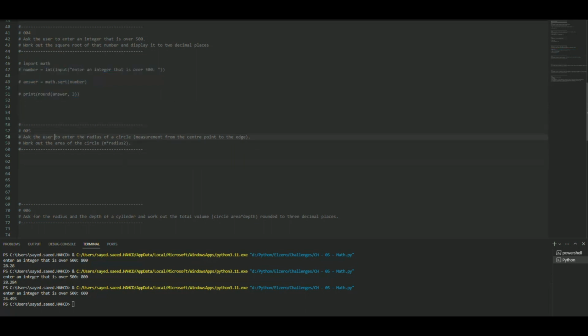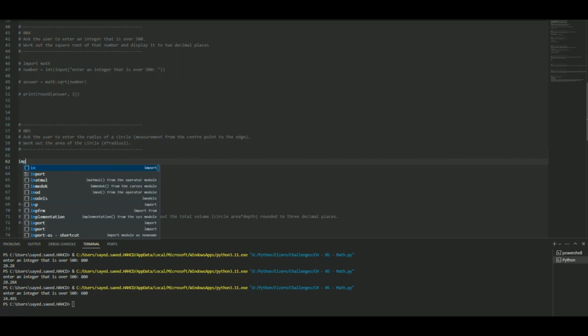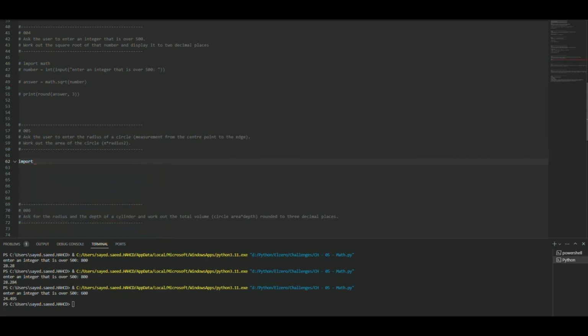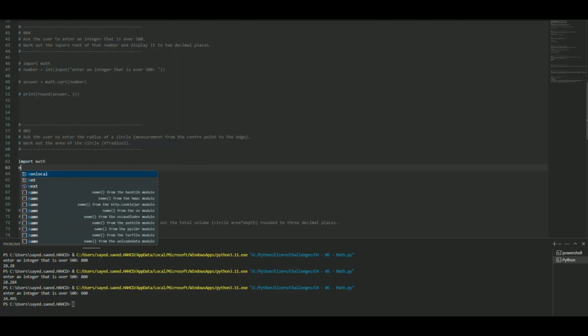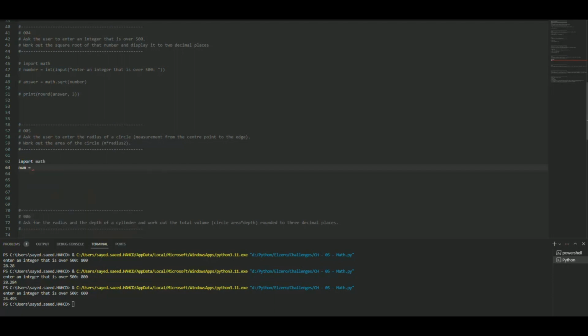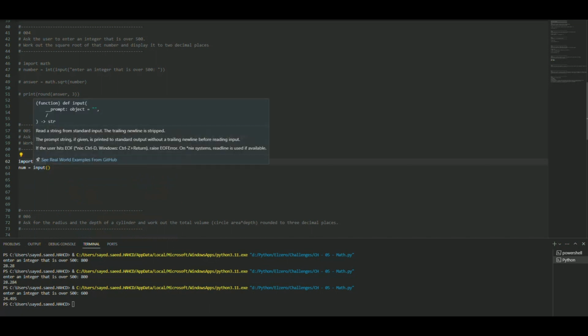We will ask the user to enter the radius of the circle, the measurement from the center point to the edge. We work out the area of the circle, pi multiplied by radius squared. So we need the math module here. We'll take an input from the user, cast it.